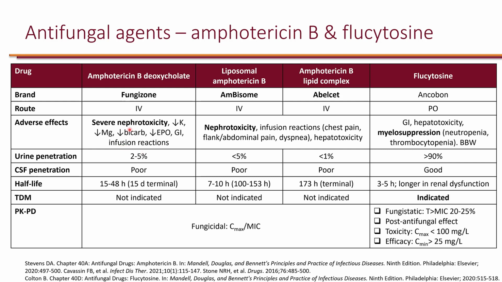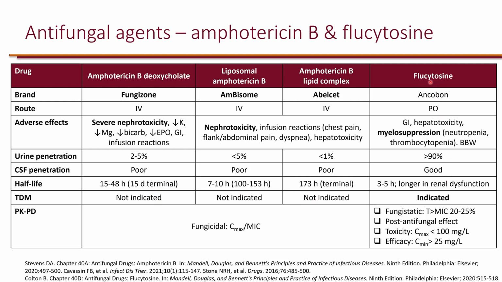Now, because of all this nephrotoxicity, it's important to provide saline loading to the patients. So in other words, patients receive 1 liter of normal saline before amphotericin has been initiated, in order to reduce nephrotoxicity. Now, in general, they have poor penetration into the urine through IV injection, and therapeutic drug monitoring is not indicated for any amphotericin B formulation.